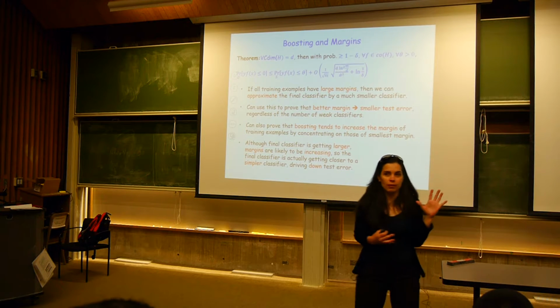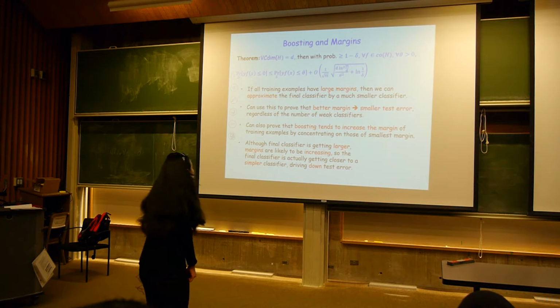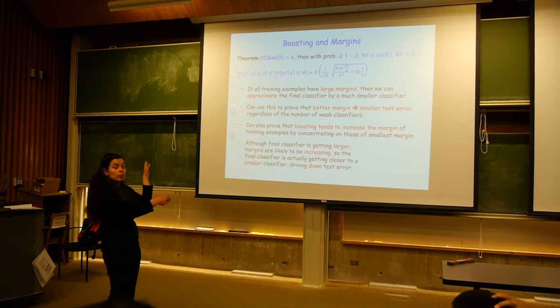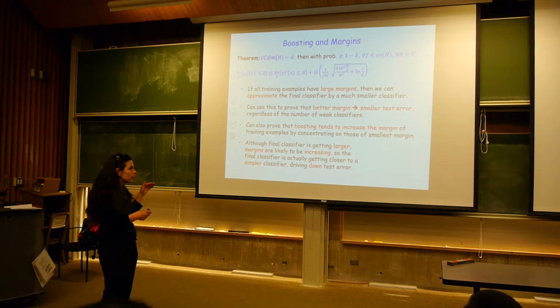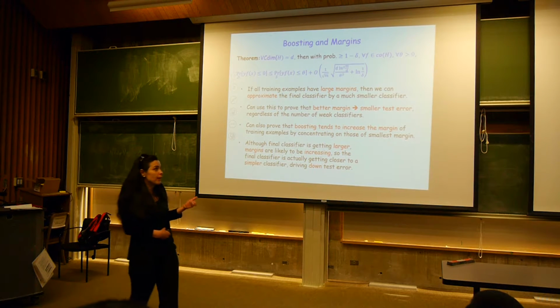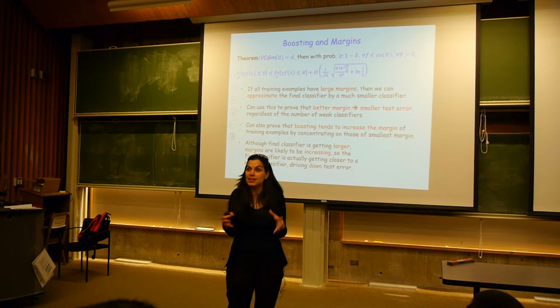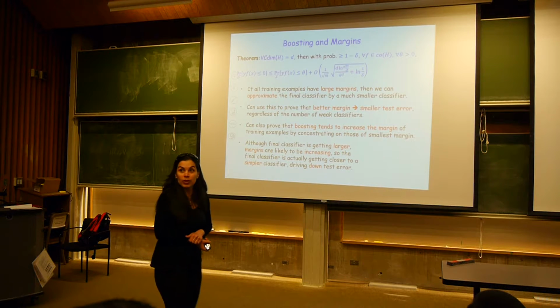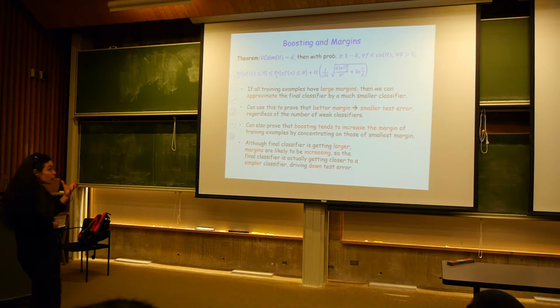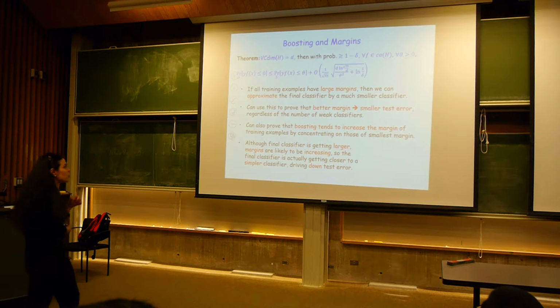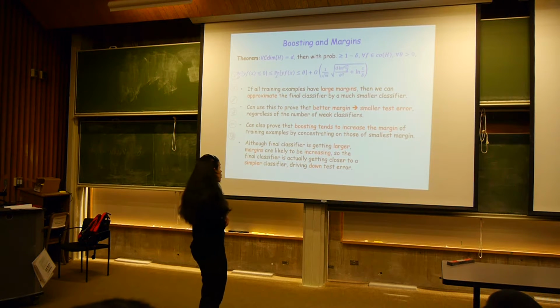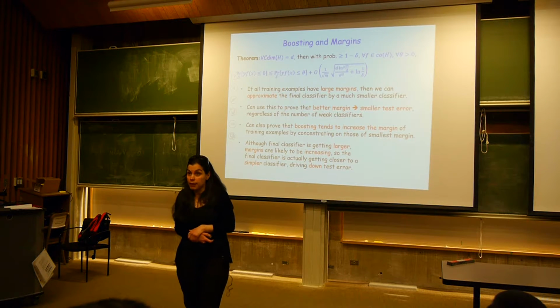but I just want to mention intuitively, at a very high level, how the argument would go. This is the argument from the original proof that the original paper had by Schapire, Freund, Bartlett, and Wee Sun Lee. The high-level idea was to notice that if all the training samples have large margins, then we can approximate the final classifier by a much smaller classifier, by using some sort of sampling argument. And if we can approximate the final classifier by a much smaller classifier, then that implies that better margin leads to smaller test error, regardless of the number of weak classifiers.